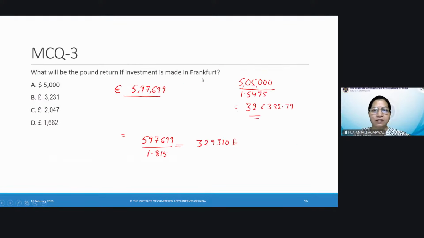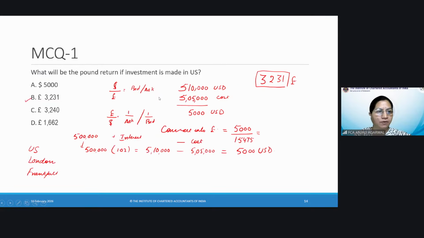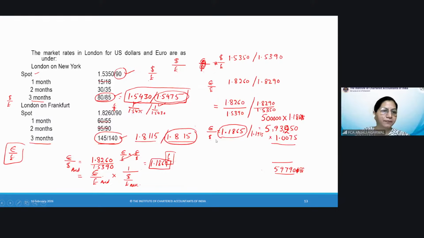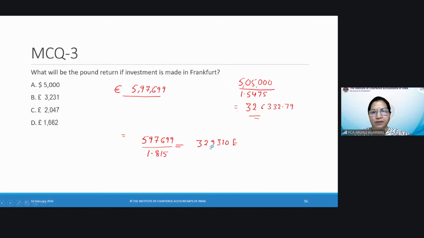Now then, euros in Frankfurt will be converted into pounds again. Now euro pound is again directly available, you can see. So when you convert it, these are the two rates. Either you can take it as 1 upon also. You might get a different answer because of rounding off. Okay, you have to be very careful. So if I divide by 1.815, it's 0.5509 pounds, and multiplied by 597,699, this comes out to be 329,310.